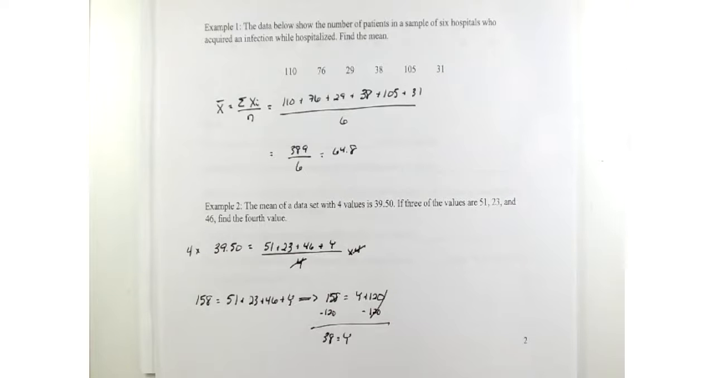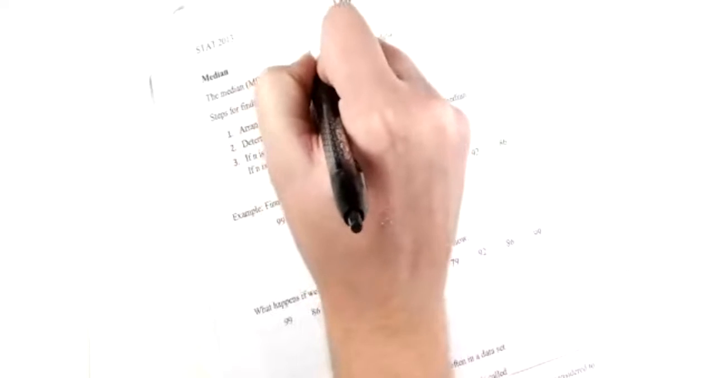Pretty simple stuff. So, the next thing we're going to talk about is the median. The median can also be known as the midpoint, so the number in the middle. The median, denoted MD, is the midpoint of the data. Okay. So there are some steps for finding the median. You arrange the data values in ascending order. So we just basically put the numbers from lowest to highest.